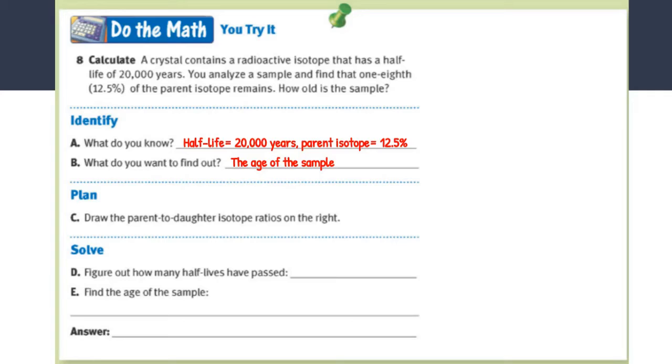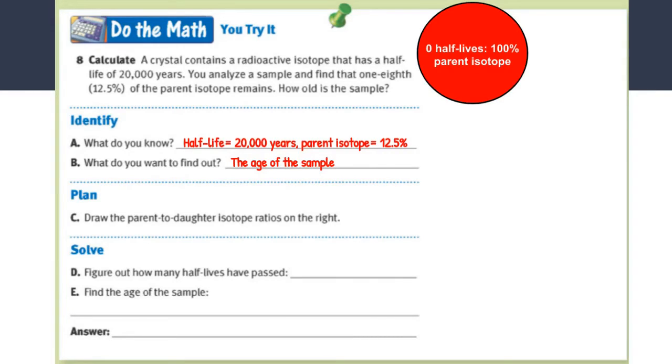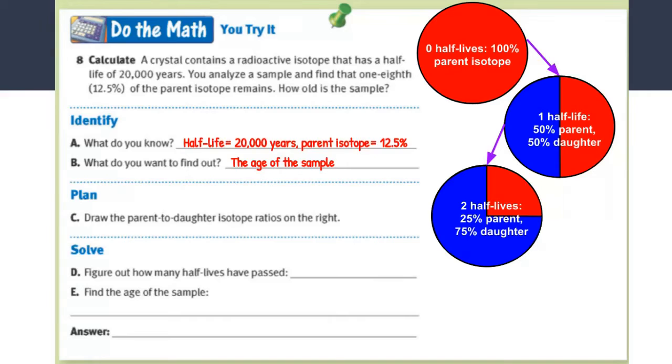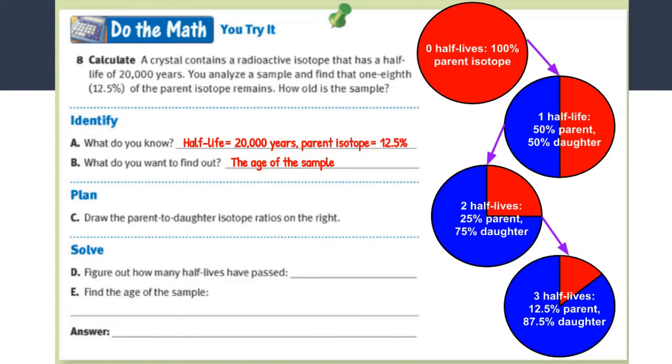It wants us to draw the parent to daughter isotope ratios on the right. I did this in little pie charts, so hopefully this is easy for you to understand. After 0 half-lives, I have 100% parent isotope in my sample. After 1 half-life, I would end up with 50% parent isotope and 50% daughter isotope. After another half-life, I would have 25% parent isotope and 75% stable daughter isotope. And then after another half-life, I would end up with 12.5% parent isotope and 87.5% daughter isotope.